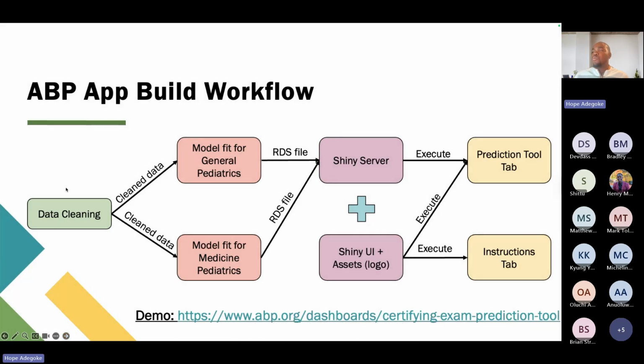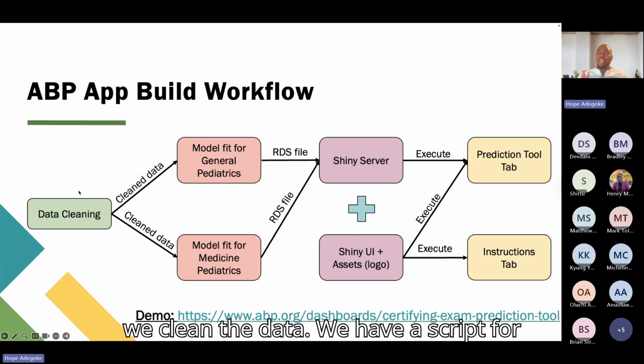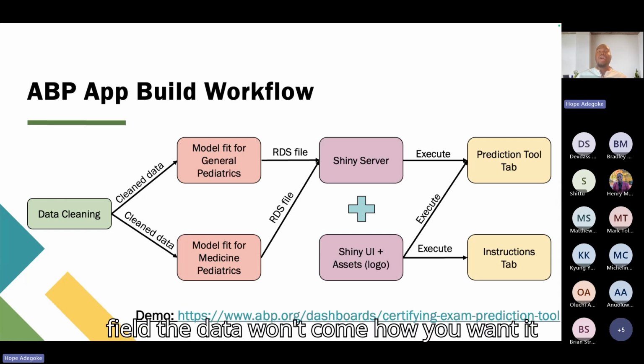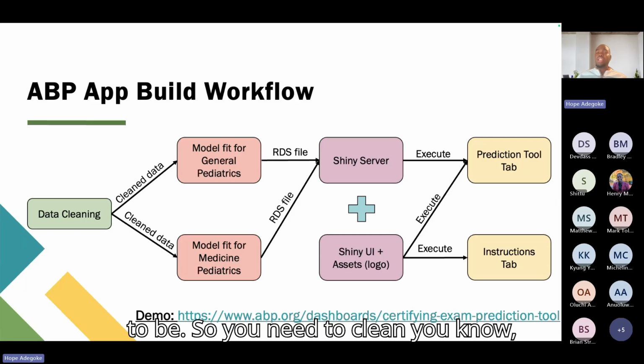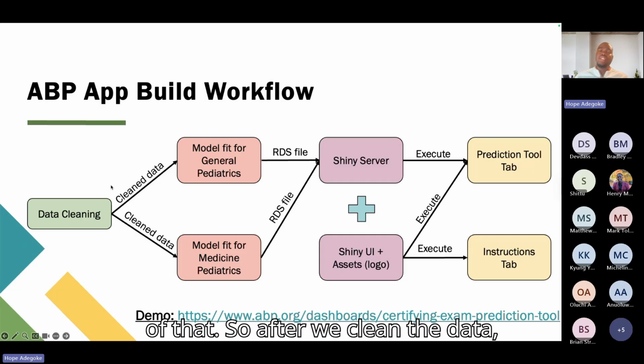First, we clean the data. We had a script for cleaning the data because most times in the field the data won't come how you want it to be. So you need to clean, move variables around, transform, and all of that. After we clean the data, we fitted the model in another script. So we have two different scripts: one for fitting the general pediatrics and the other for fitting the medicine pediatrics.